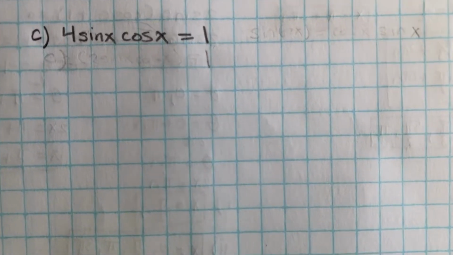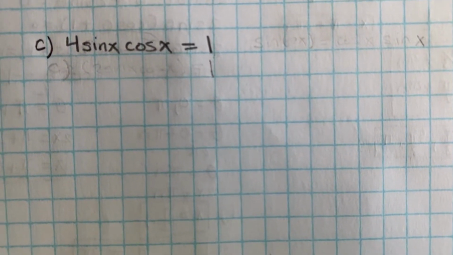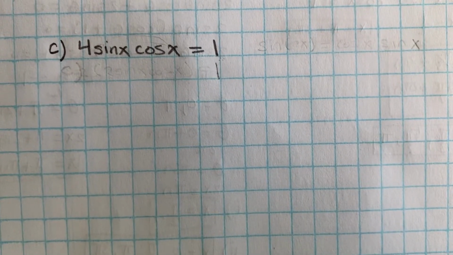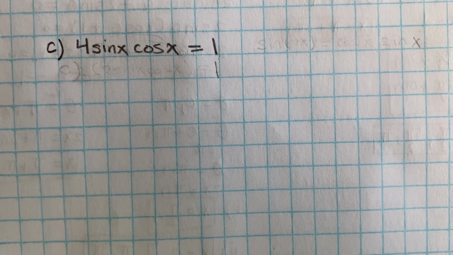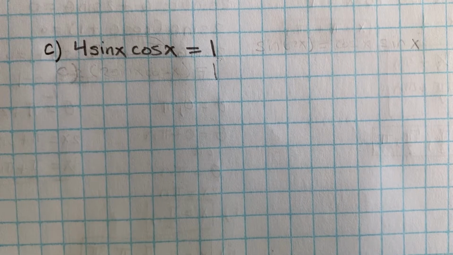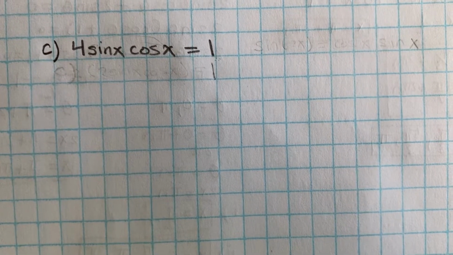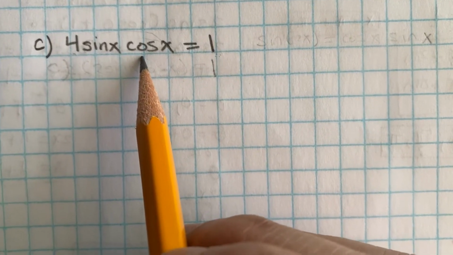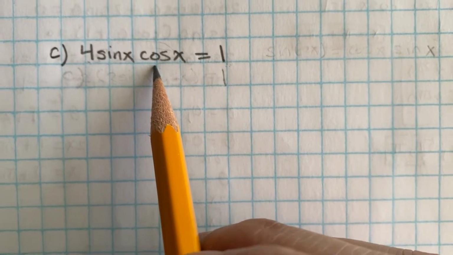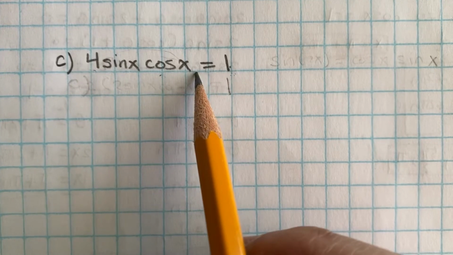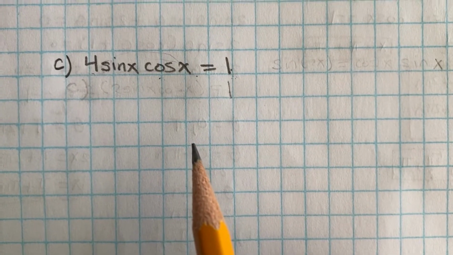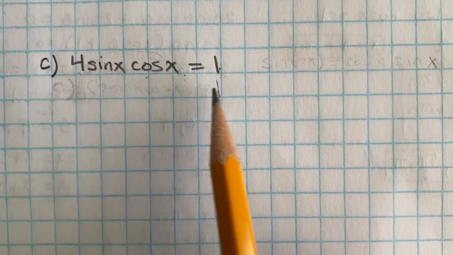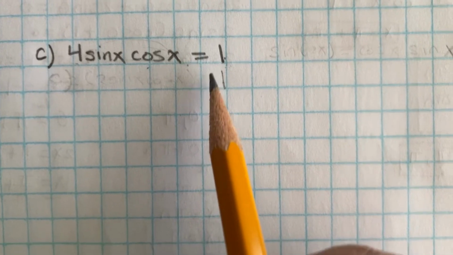Okay, so we're going to do one more example here before we move on to a different type of example in your homework. And this involves solving trig equations. For part C in this problem, I have 4 sine x times cosine x is equal to 1. You might be tempted to move the 1 over, and that wouldn't be a bad strategy, or some of you might be dividing by 4.